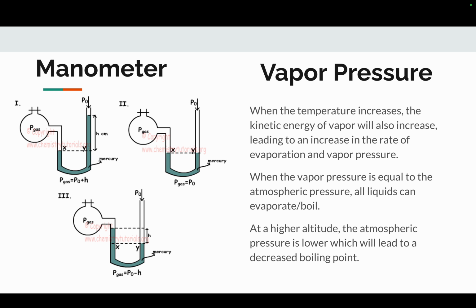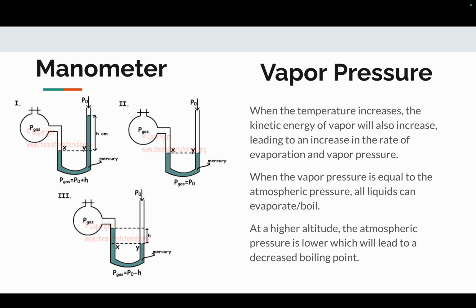In situation 2, where the two levels of mercury are exactly the same, this means that the pressure of the atmosphere and the pressure of the gas are acting on the mercury with an equal amount of pressure, which is why they're both at the same level, which means that the pressure of the gas inside is equal to the pressure of the atmosphere.